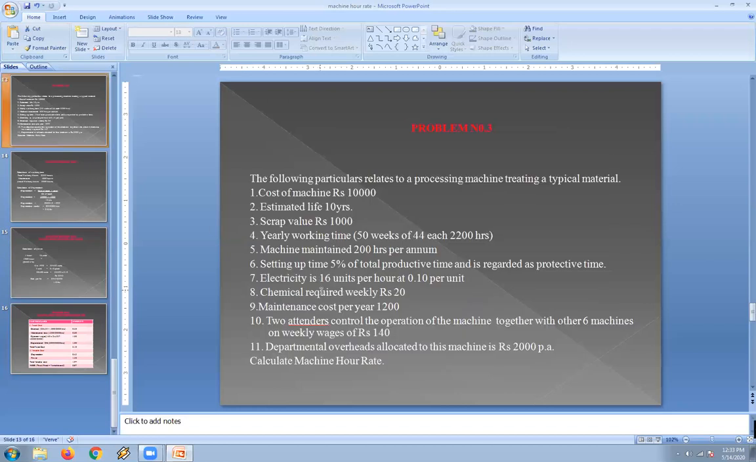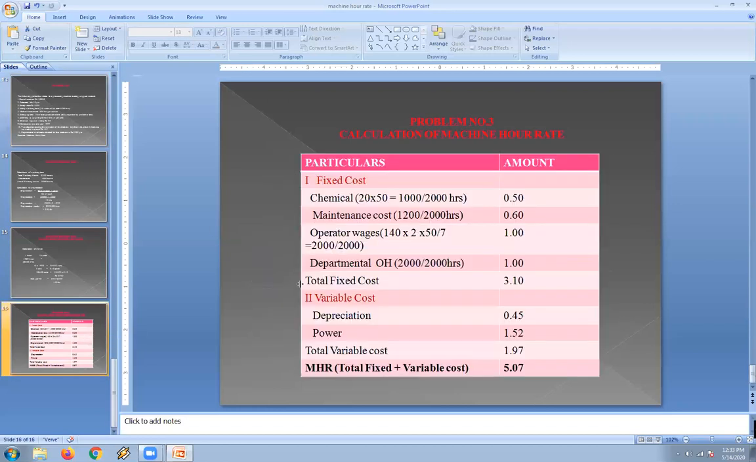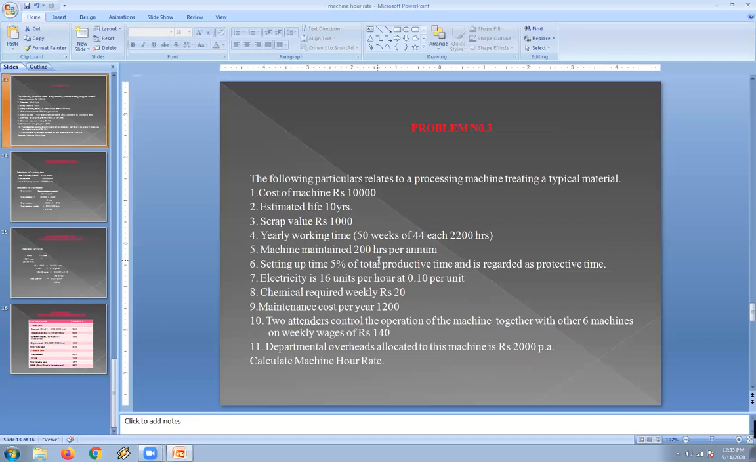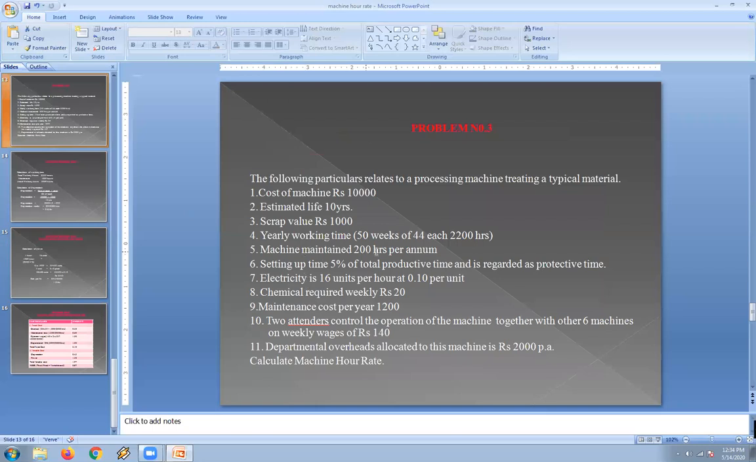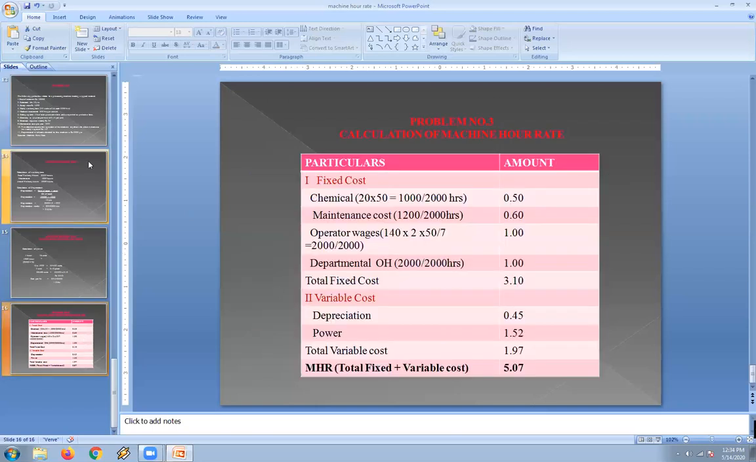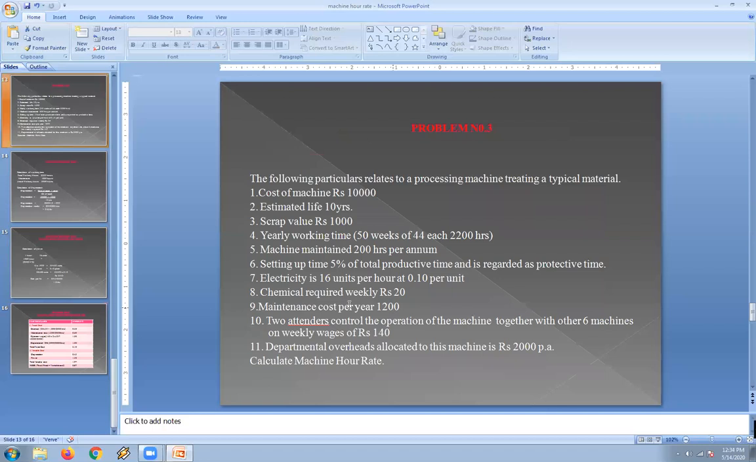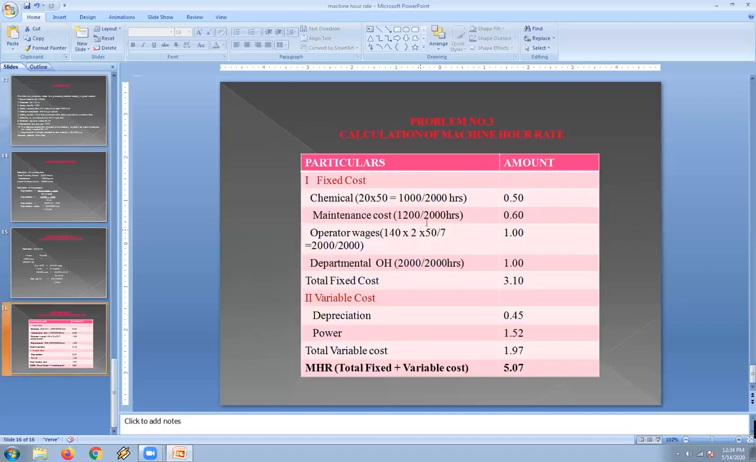The next thing is that the chemical required weekly is 20 rupees, a fixed cost. How many weeks in a year does the machine work? That is 50 weeks. So 20 rupees into 50 is 1,000, divided by 2,000 hours is 50 paisa for 1 hour. Also the question gives machine maintenance of 200 hours per annum. So the maintenance cost is 1,200 rupees, which is fixed. For 1 year it is 1,200 divided by the working hours of 2,000 hours, 60 paisa per hour.